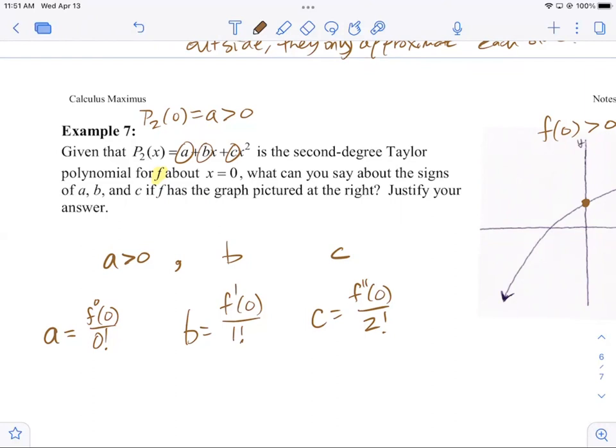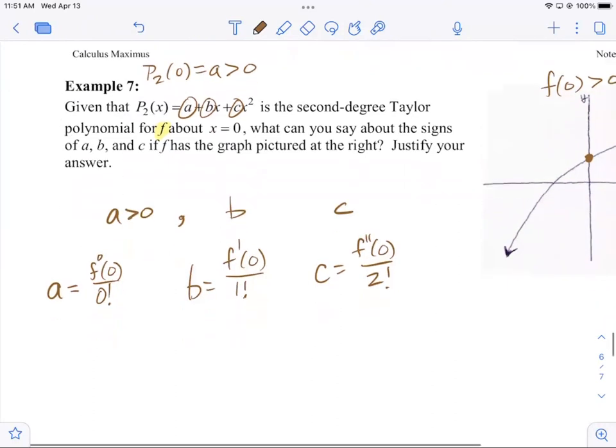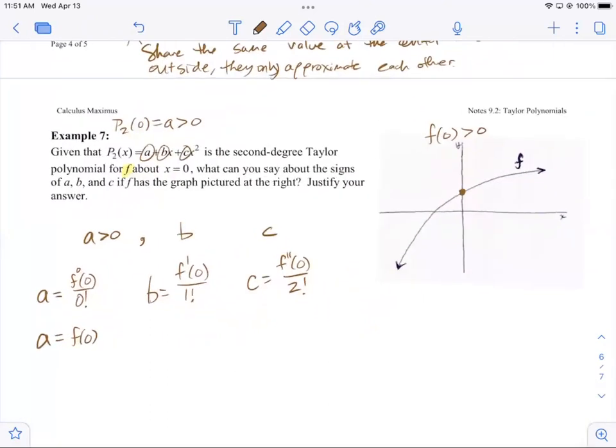So we're kind of doing it in reverse. We've done it forward, where we figured out what those were and made the polynomial, but now we need to go backwards. If we simplify this, A is basically f of 0. We could pick up on that based on the fact that they have the same value at the center. Now we know f of 0 is positive, so A is also positive. That takes care of that one systematically.